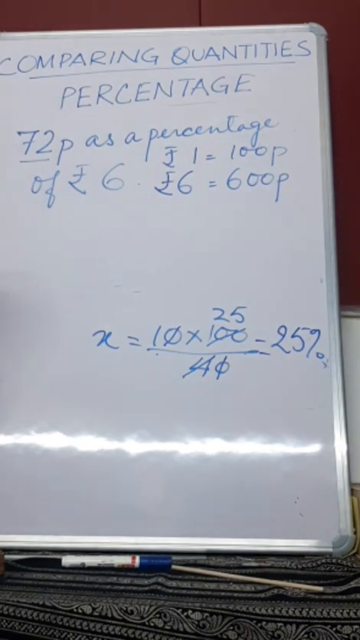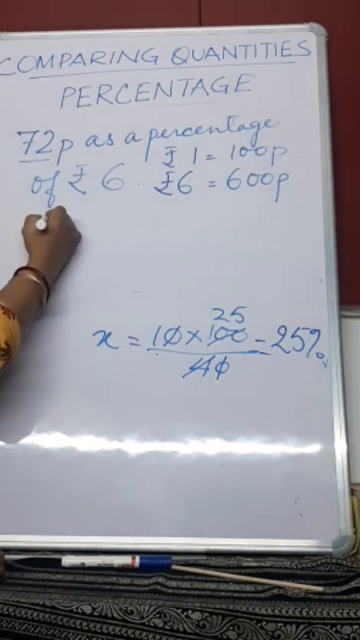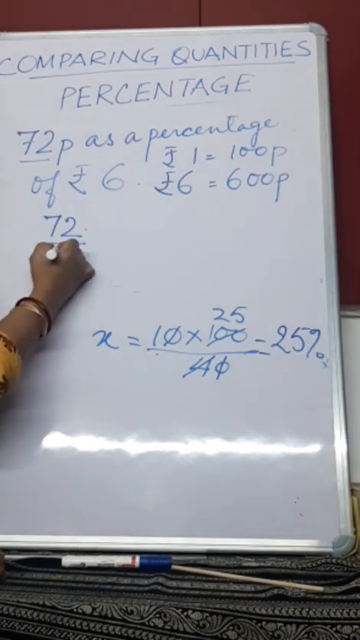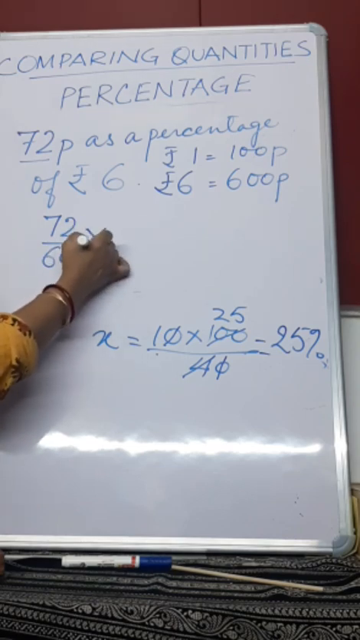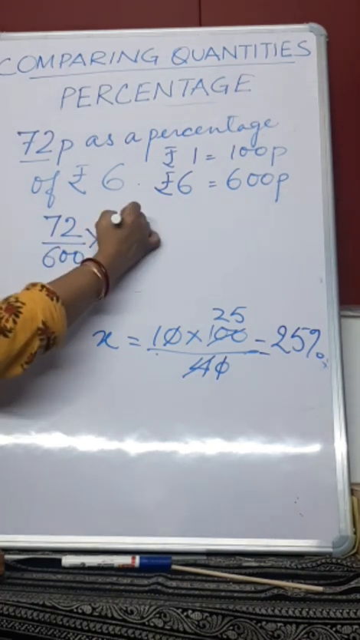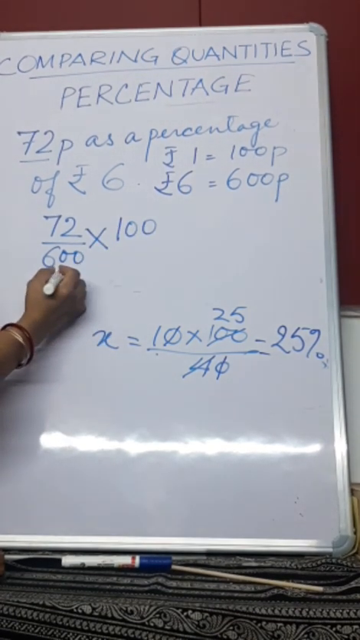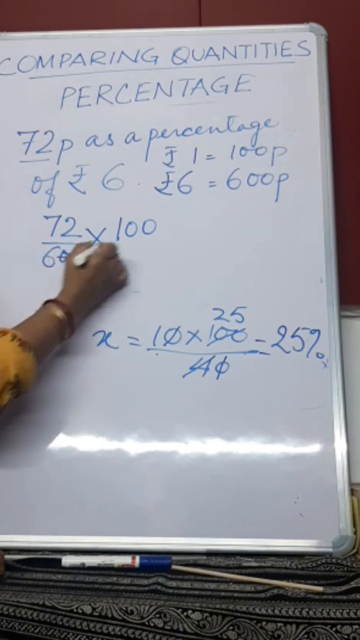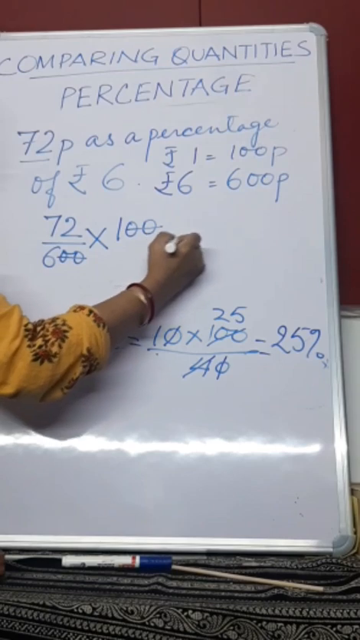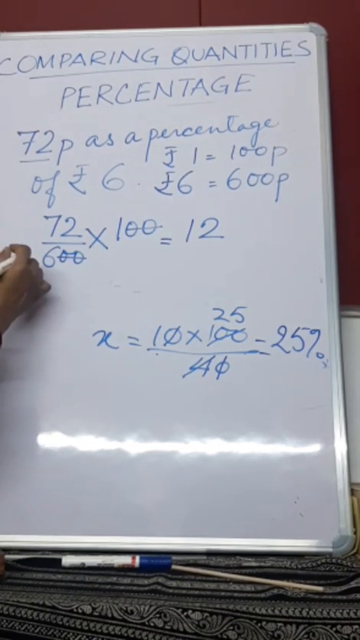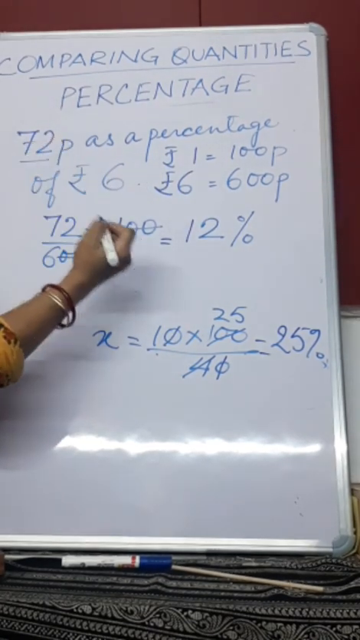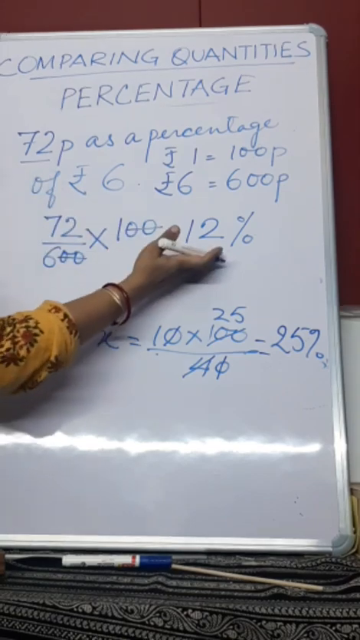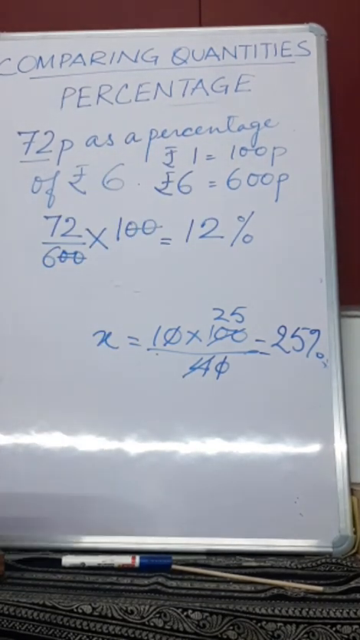So 72 as a percent. 72 paisa out of 600 paisa is, and for finding out percentage, we know we have to multiply by 100. So what we do is cancel and 6 12s are 72 and then put the sign of percentage. So 72 paisa is 12% of rupees 6.